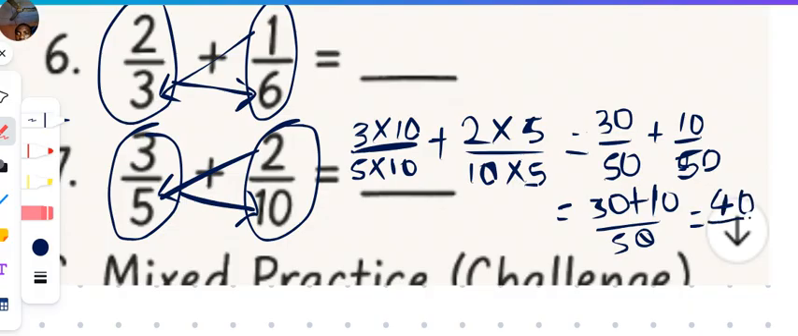40 over 50. So you can break this down by cancelling, dividing both sides by 10. 10 into 40 is 4, and 10 into 50 is 5. So the final answer is 4 over 5. So that's where we'll stop for today.